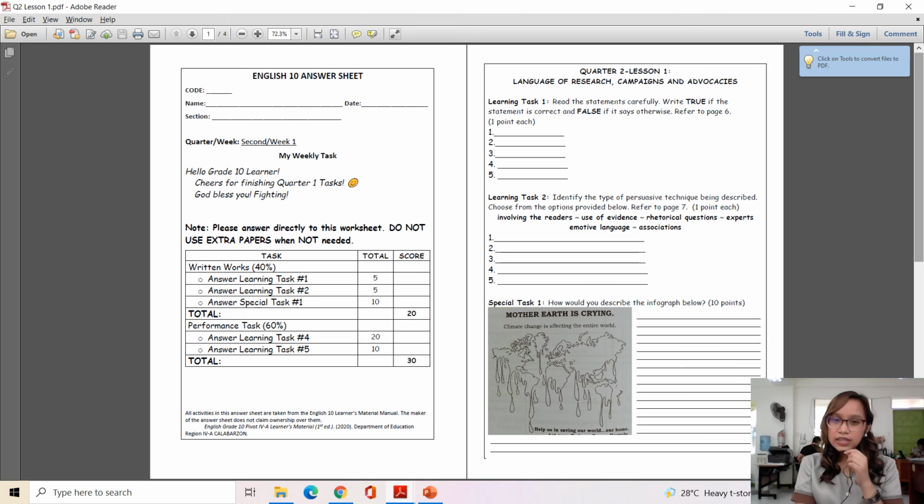So for special task 1, you are going to describe the infograph below. Bakit daw Mother Earth is crying? So write down, bakit? Siyempre, figurative siya. So, yeah, explain it.